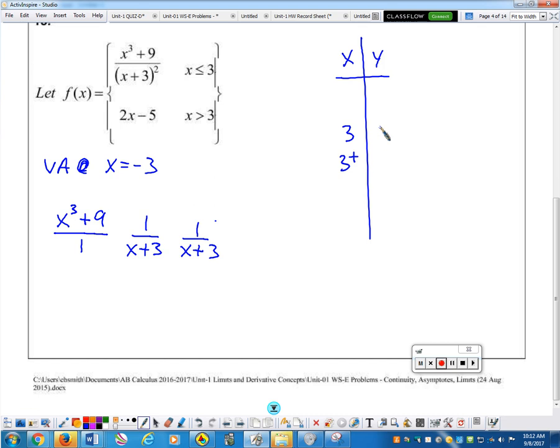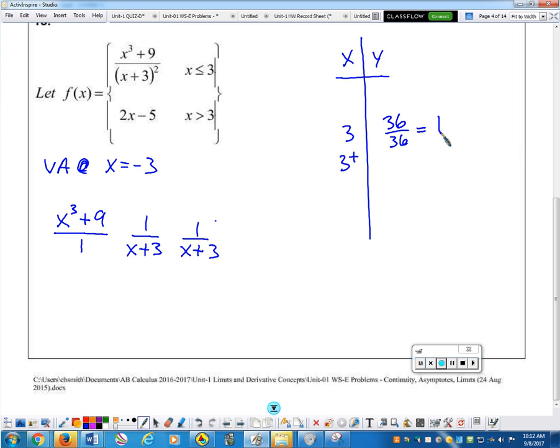Let's see, 3 gets plugged into here. We've already done it kind of. 3 cubed is 27. 27 plus 9 is 36. 3 plus 3 is 6. Squared is 36, so 1.